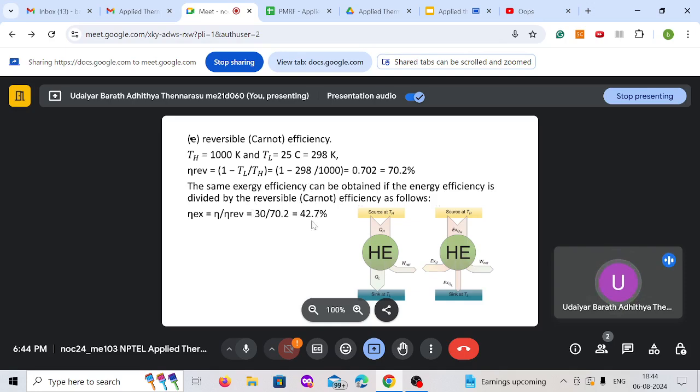So 30 by 70.2 is 42.7%. So this says that second law efficiency or exergy efficiency is how close my cycle is to the Carnot cycle, because the Carnot cycle is the topmost efficiency which you can achieve. You cannot achieve anything greater than Carnot efficiency. Carnot efficiency is the maximum efficiency which you can ever achieve for a given condition. So how close are we to the Carnot cycle? That's what is given by this exergy efficiency.